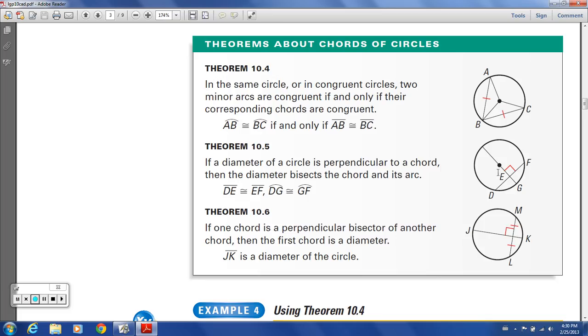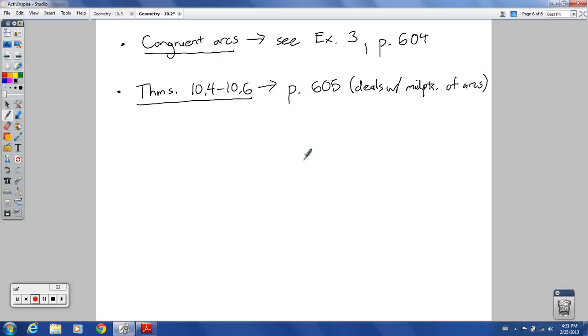Theorem 10.5 says that if you have a diameter that's perpendicular to a chord, just like here, this is the diameter and the chord is FD, then the diameter bisects the chord. So you could put a little mark right here and a little mark right here. And this one, if a chord is a perpendicular bisector of another chord, then the first chord is a diameter. This is the converse of the previous one. So if it is perpendicular here and this is the same as this, that means JK has to be a diameter of the circle.